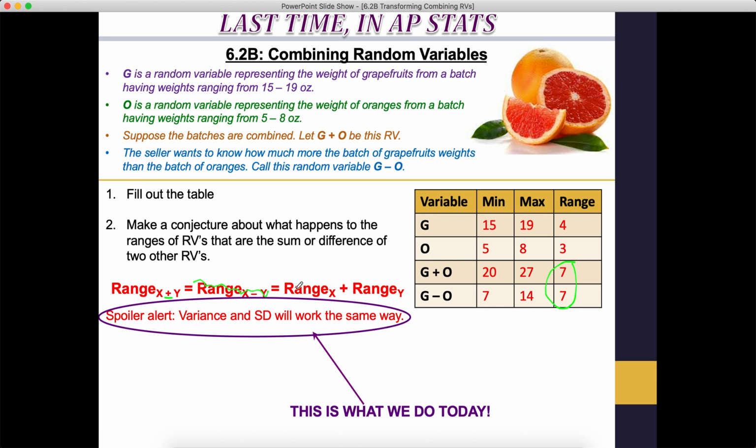And we know that range is a measure of spread. Not a very good one, not a very popular one, but it's a measure of the variation of each of these variables. So I demonstrated it with range because it's nice and easy to calculate, but spoiler, this is going to be true with variance as well. The variances are just going to add, whether we're adding or subtracting the two random variables involved.